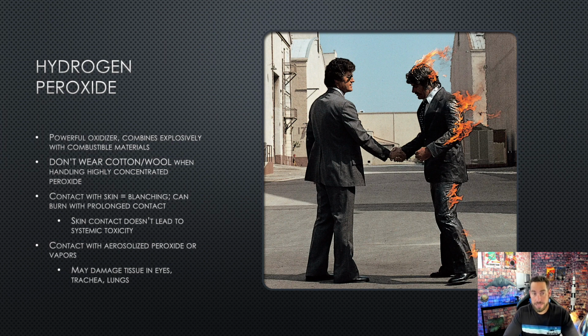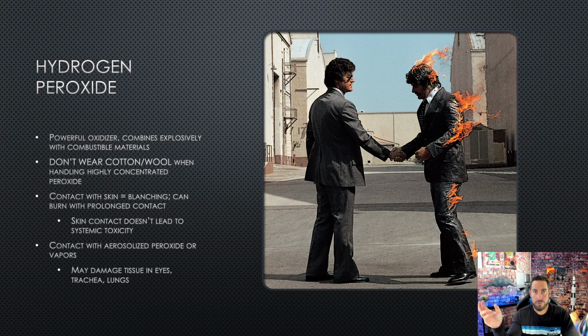If you get it on your skin, as long as you wash it off, it's not a big deal. It might cause a little bit of skin blanching, and it can lead to a burn if you keep it on there. If you poured 98% peroxide on your hand and kept it there for a long time, which I don't know why you would, it can cause a burn after prolonged contact. Otherwise, as long as you wash it off, you'll be just fine. Good news is skin contact doesn't lead to systemic toxicity, so even if you leave it sitting there forever, it's not going to cause systemic toxicity.